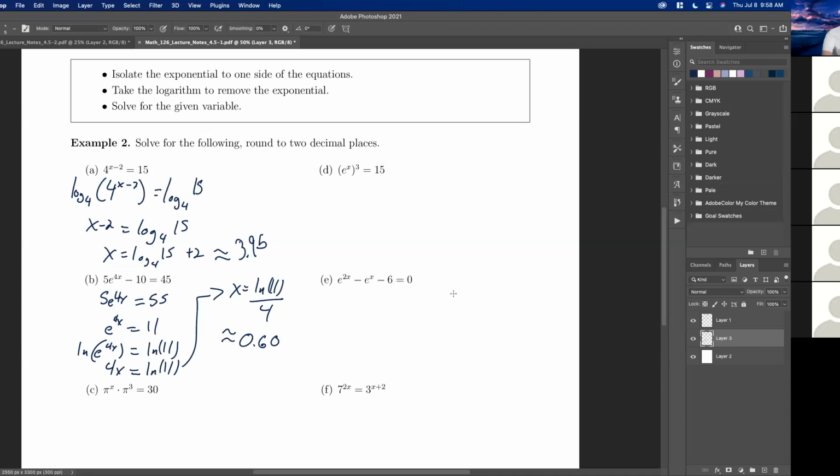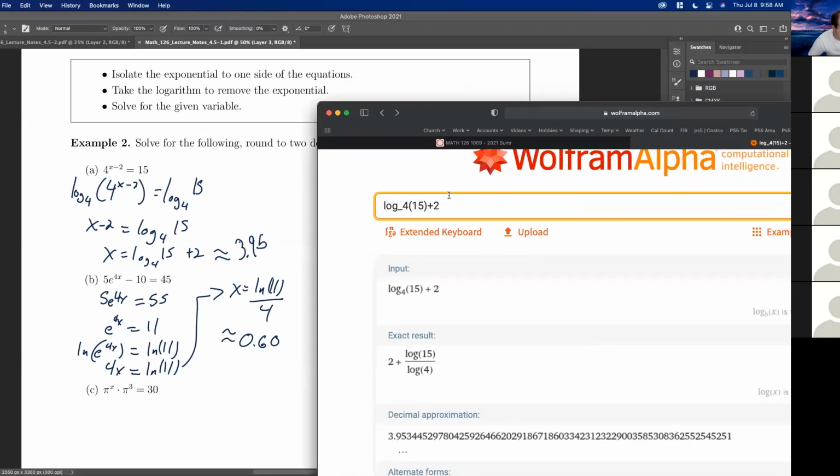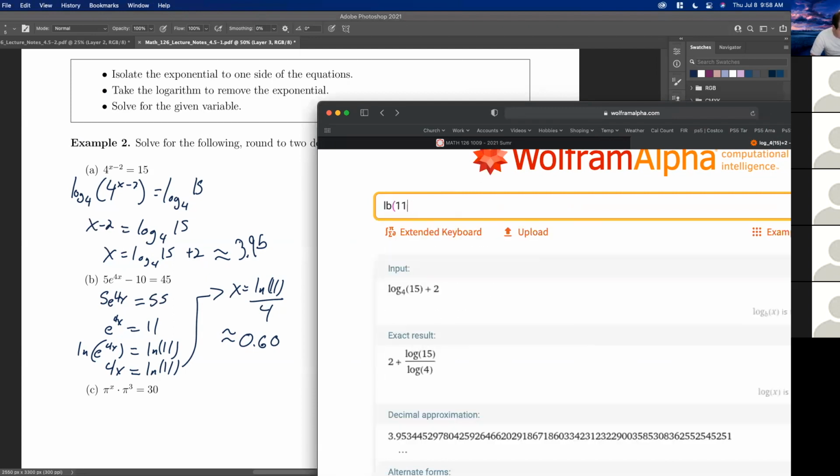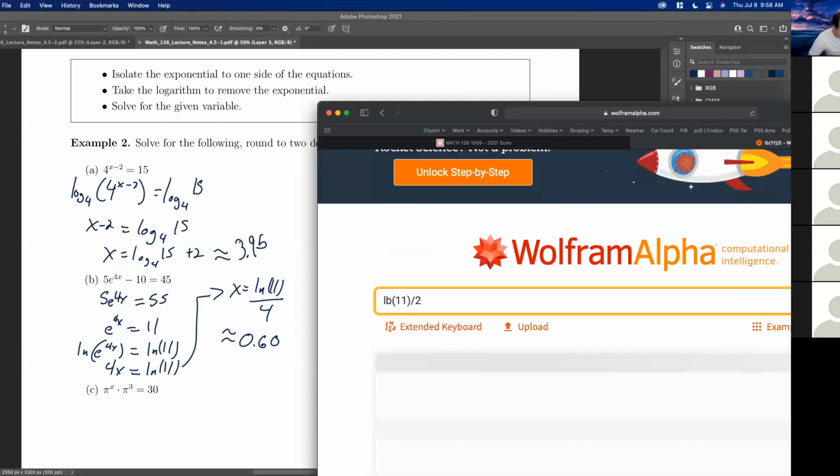Okay. I'll go ahead and type this one in again. So here, let's say if we had this, we'll just type in natural log of 11 divided by 4. That's not a 4, and that's not an n.